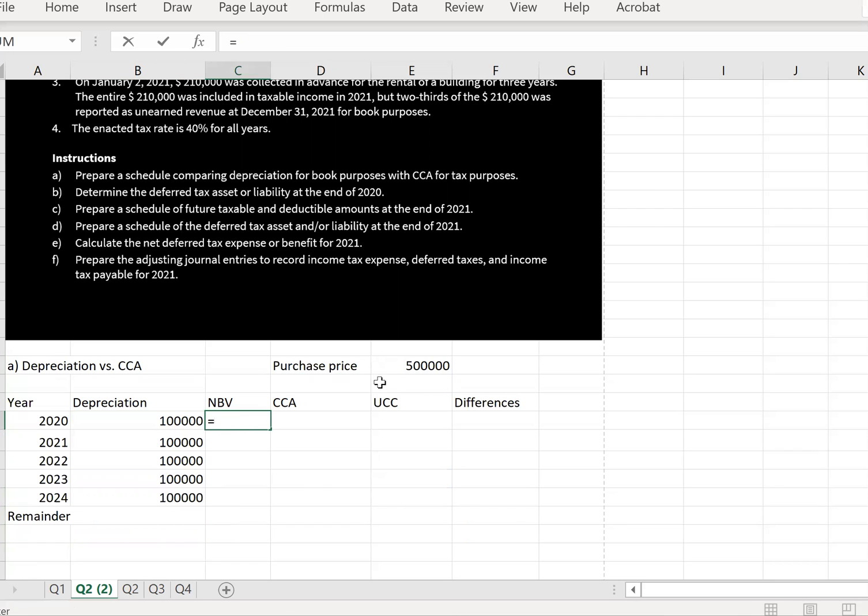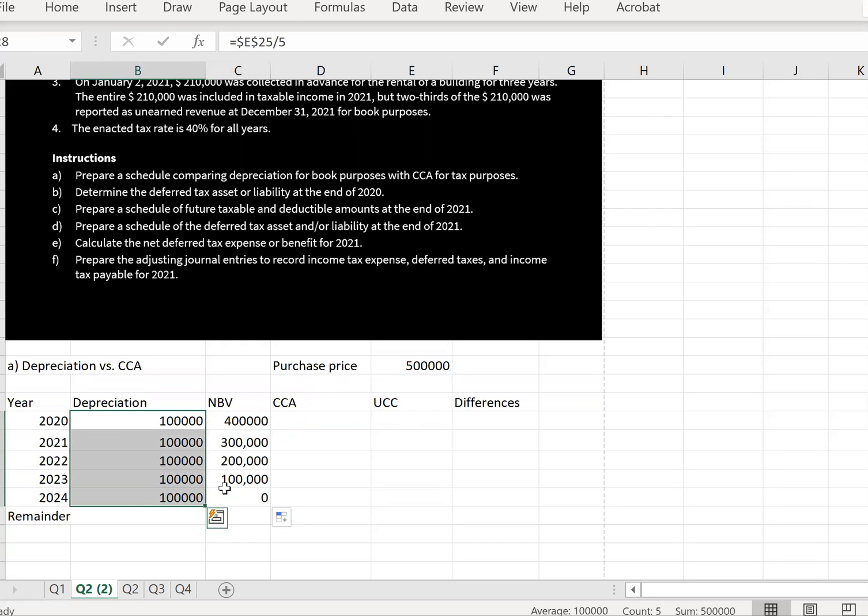Let's check our net book value. So we're going to start with $500,000. We're going to subtract the depreciation each year. So now my net book value is 400,000. In 2021, I'm going to start with my opening net book value and subtract the depreciation that year. And you get down to 300,000. If we drag this down, we should see the net book value at 0 at the end of the 5 years. And I can see that, so I know that these depreciation numbers are correct.